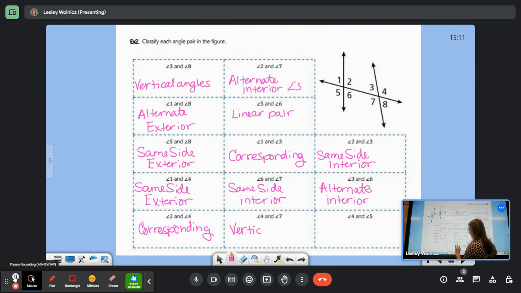You stare at angles with on your forehead? Yep. Oh, it's like the least weird thing about me. What? That's concerning. Yep. All right, 4 and 5. Alternate exterior is correct.